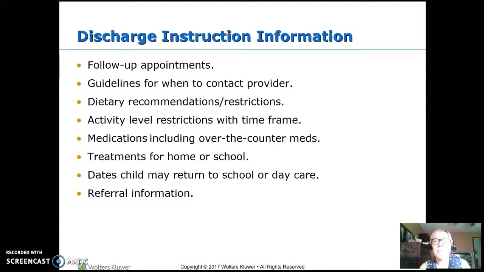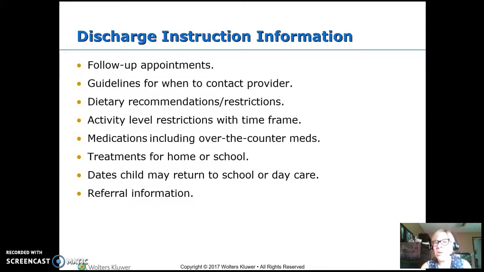And for us, we're used to giving lots of medications. Three or four medications with different schedules can be very overwhelming to a family. So give them enough time to really go through those, of when you give which ones. Treatments that they may need: nebulizer or aerosol treatments for home. Do they need them at school?